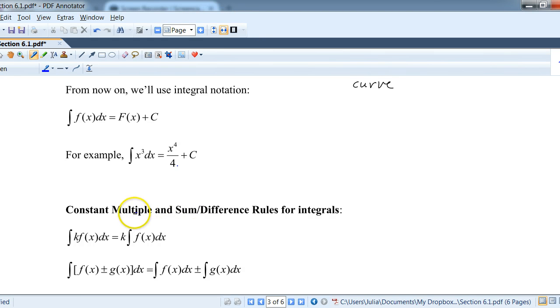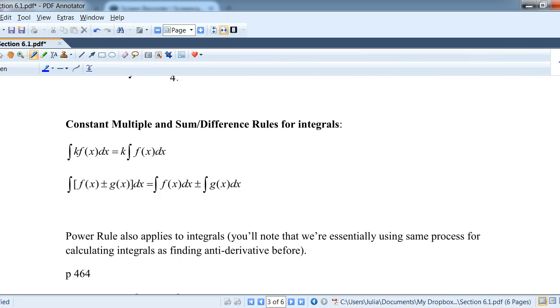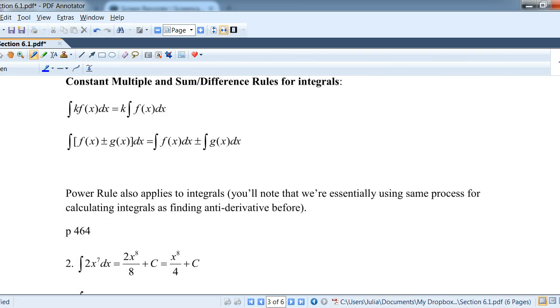But there is a constant multiple rule and a sum and difference rule. For the constant multiple, basically we're keeping the constant. You can pull it out of the integral, or you can keep it as you do the antiderivative. So it would be k times the antiderivative of f of x plus a constant. Sum and difference works the same way. You can separate them and do them separately, basically term by term, as we're going to quickly find out. So let's take a look.